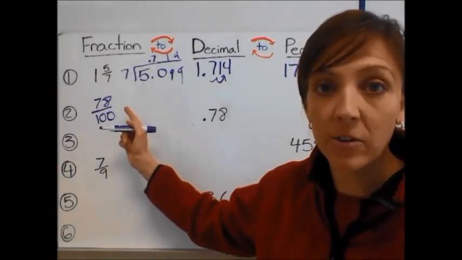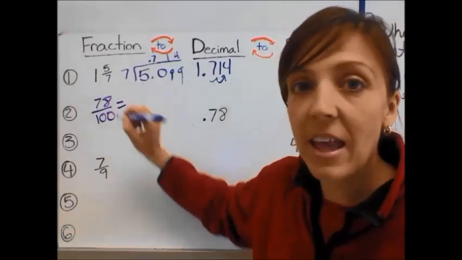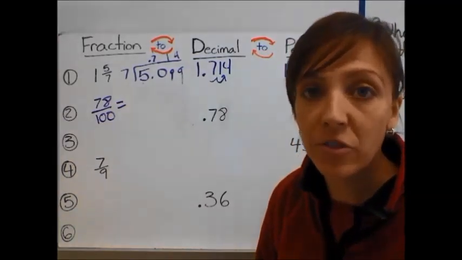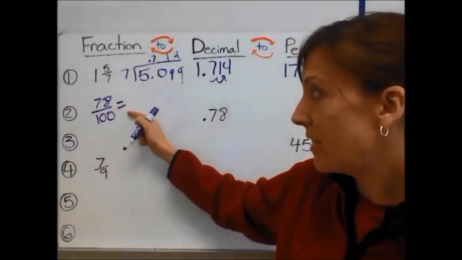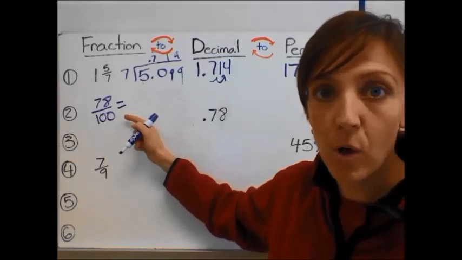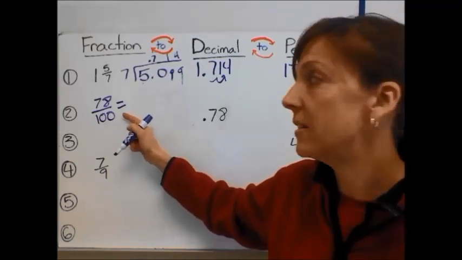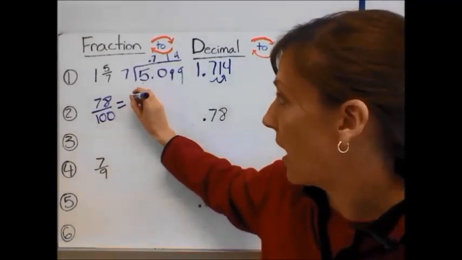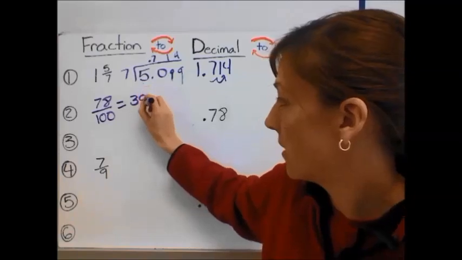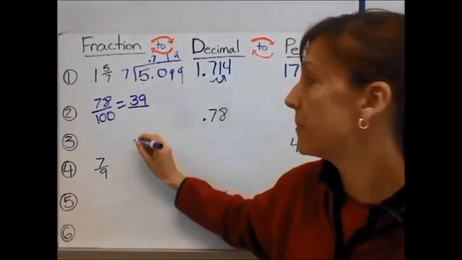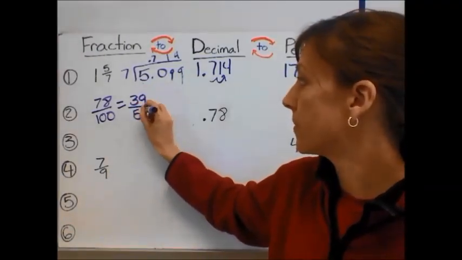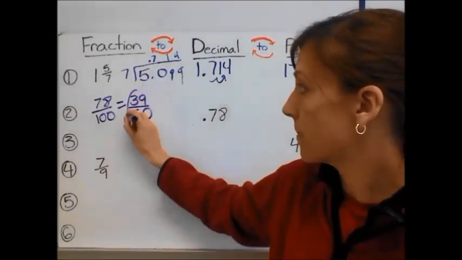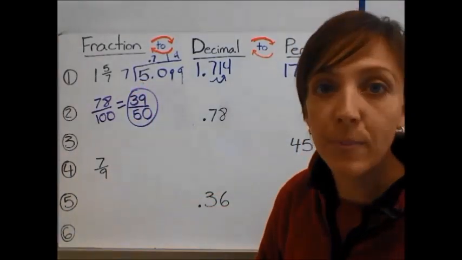Both have a common factor of 2. So 78 can be reduced if I divide it by 2. If I divide this whole fraction by 2 halves, which is a whole, I will simplify this to 39 50ths. And there's my fraction.